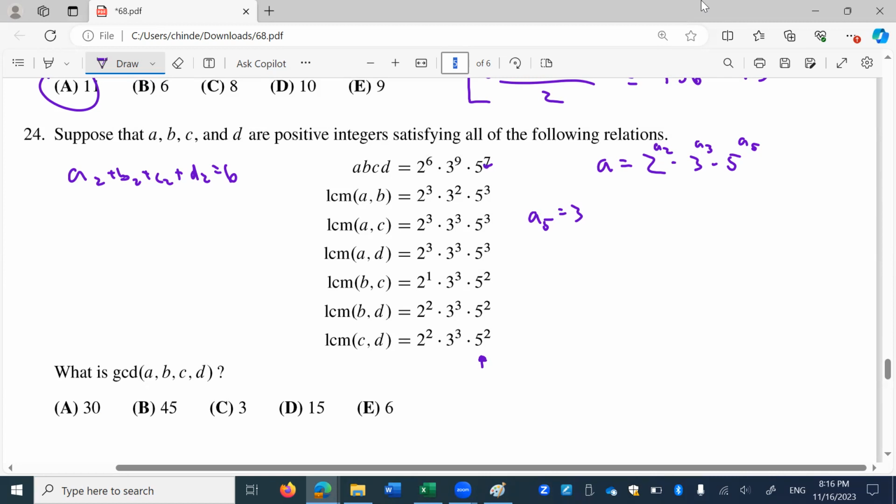But the total sum of the exponents is 7. So although I don't know which 2 they are, the other 3 exponents of 5 have to be 0, 2, and 2 in some order. And so that means that one of these 4 numbers is not a multiple of 5. And that means that the GCD is not a multiple of 5. And I can immediately eliminate 3 possible answers.